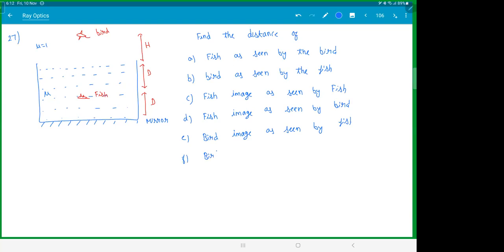Bird image as seen by bird. These are all the possible cases. If I ask you in the exam, I'll ask you the last case directly. But let's do one at a time, you'll get used to the formula. I hope the question is clear. We have an aquarium with a liquid, at the bottom there is a mirror, and there is a bird exactly on top of the fish.